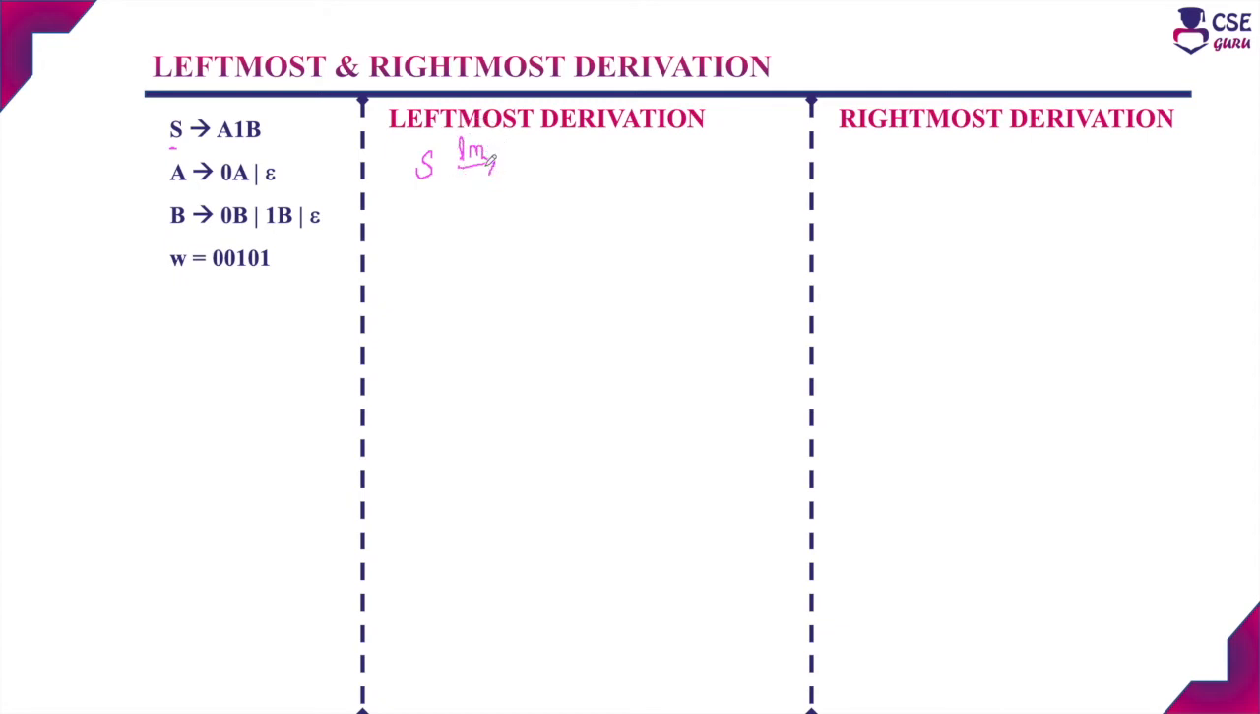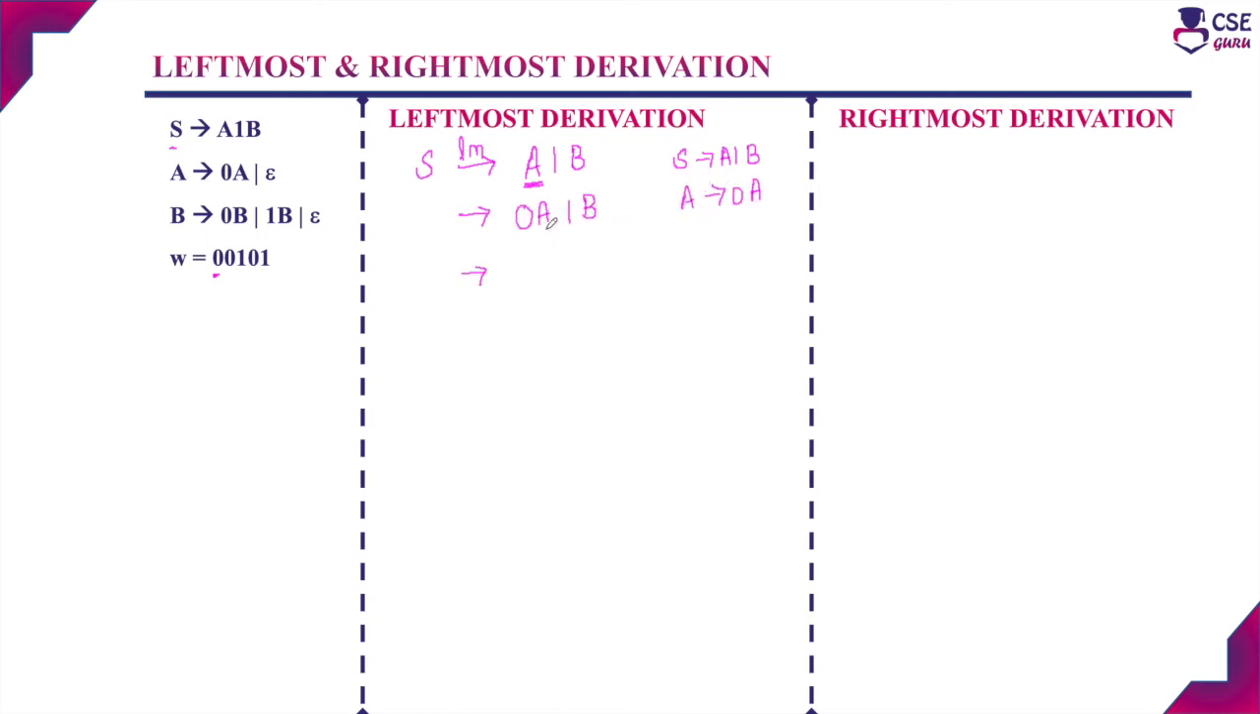LM represents the leftmost derivation. And if you are checking here, there is only one production rule for S. So apply the production rule. S derives A1B. So there are two non-terminals. Choose the leftmost non-terminal A and apply the production rule. So for the non-terminal A, there are two production rules. That is A tends to 0A or epsilon. And we have to check the input string also. So we have to get 0 here. So apply the production rule A derives 0A.